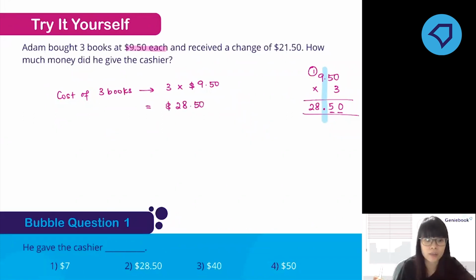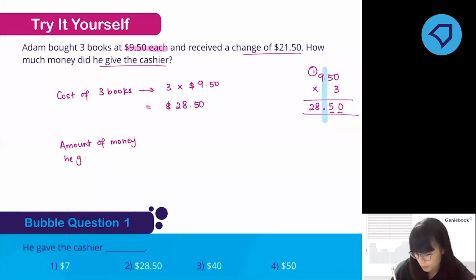And then a lot of you gave me the answer option number 2, which is incorrect, because the question asks how much money did he give the cashier, right? Okay, remember he had a change of $21.50. So the amount of money he gave the cashier.